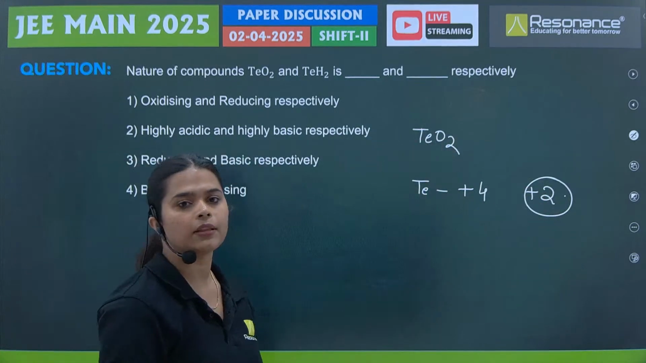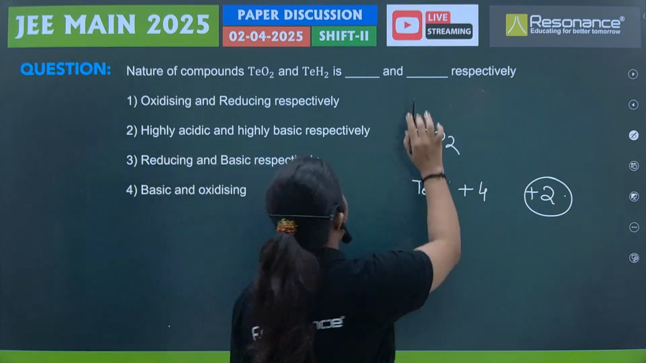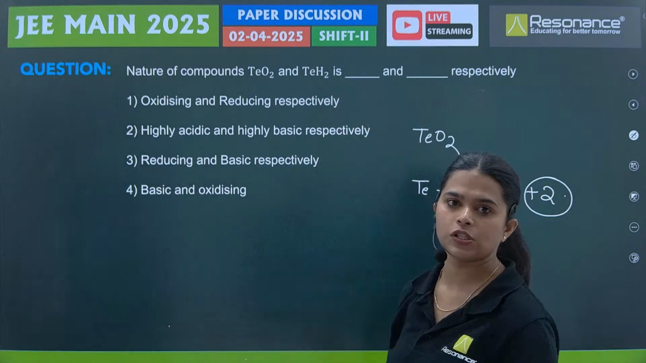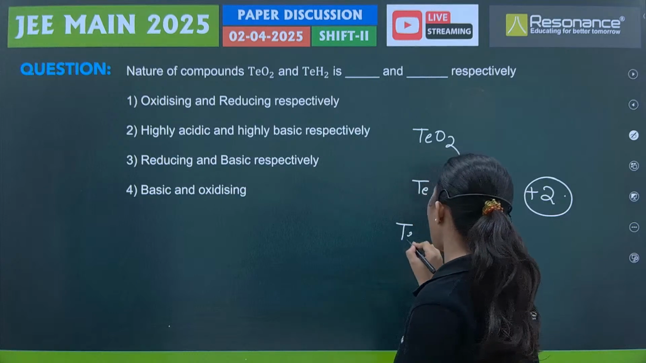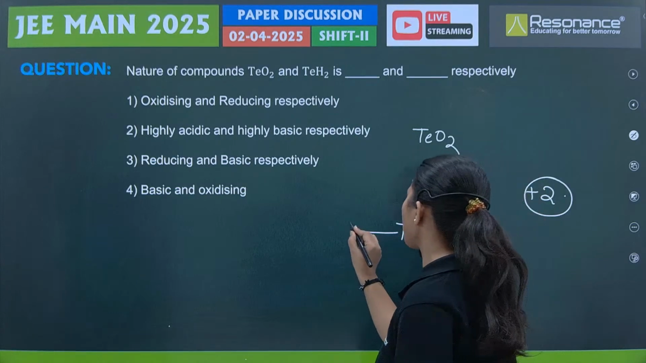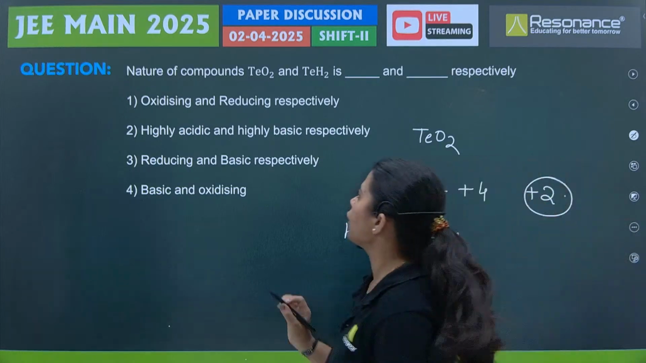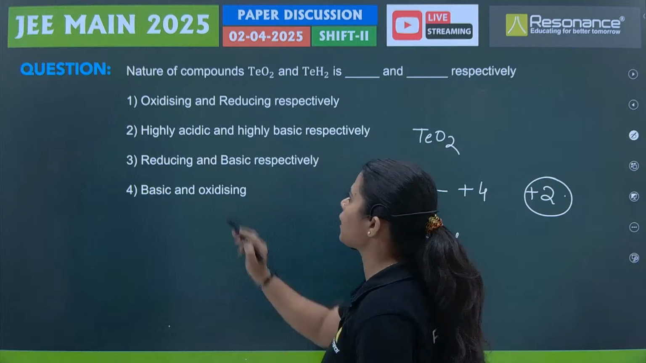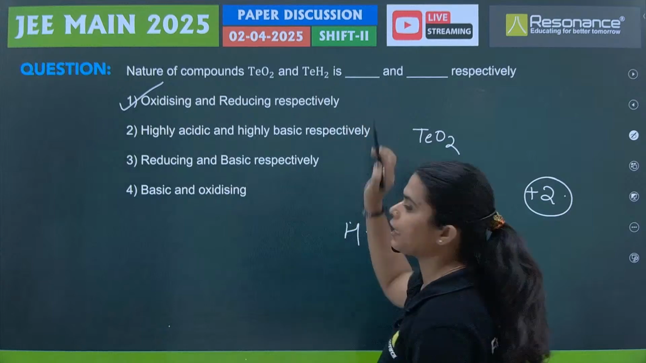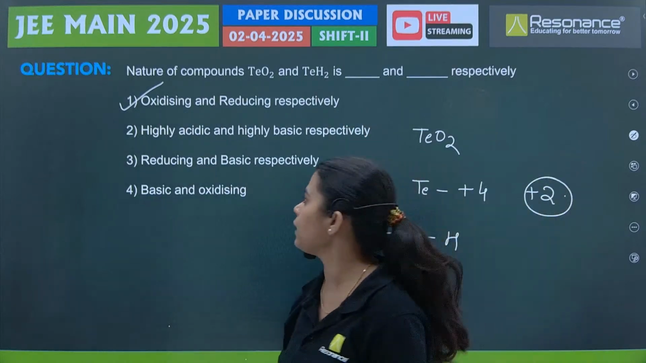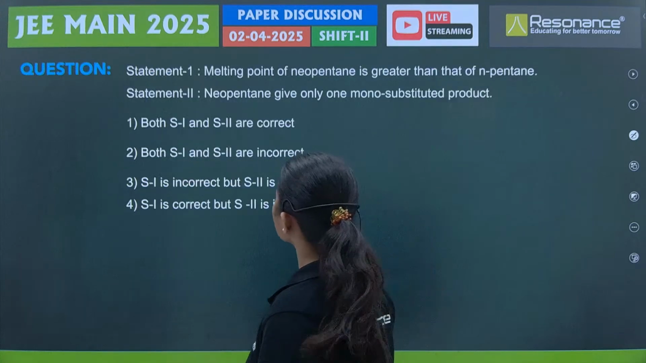So what will happen? This tellurium oxide will act as an oxidizing agent. And here they have asked about TeH2, tellurium hydride. We know that the bond between tellurium and hydrogen is going to be very weak. So what will happen here? It is going to easily give the H ion and it will act as a reducing agent. So the nature of the compounds is: TeO2 is oxidizing and TeH2 is reducing in nature. So the first option is the correct one. Let's see the next question.